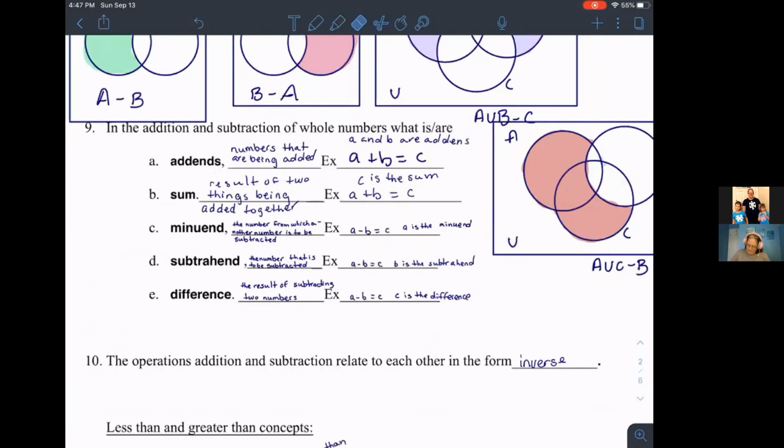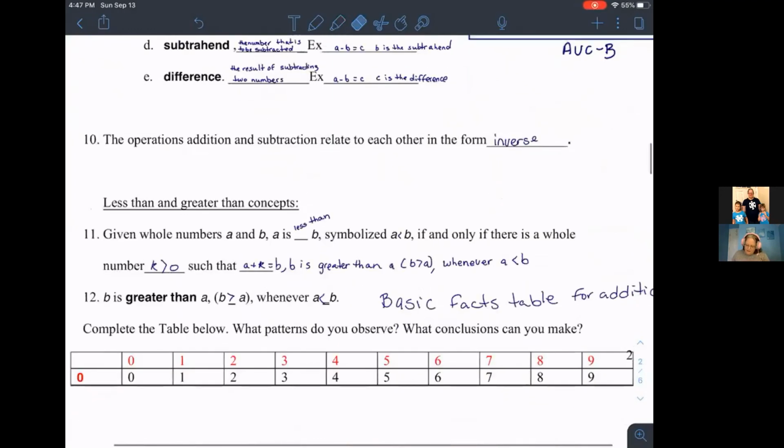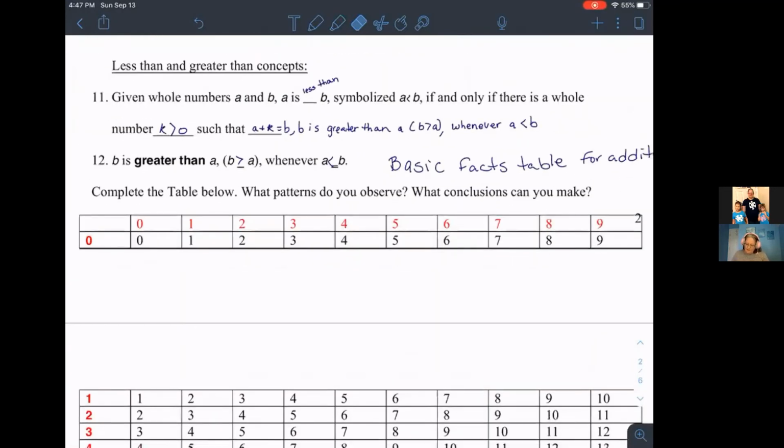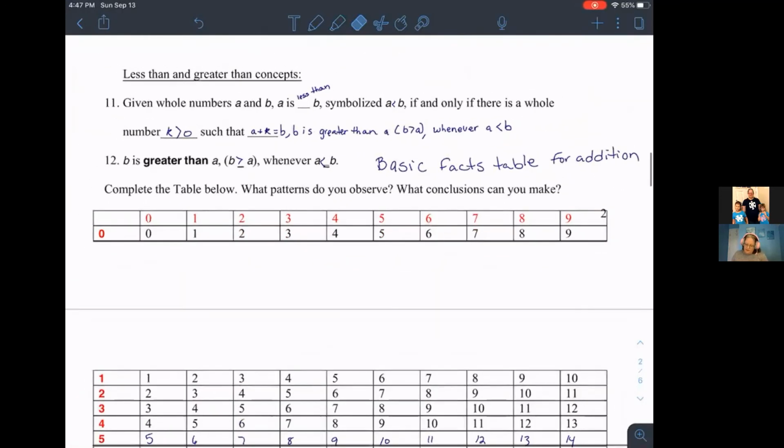Okay, number 10. The operations addition and subtraction relate to each other in the form inverse, or like the opposites of each other. Number 11. Less than and greater than concepts.